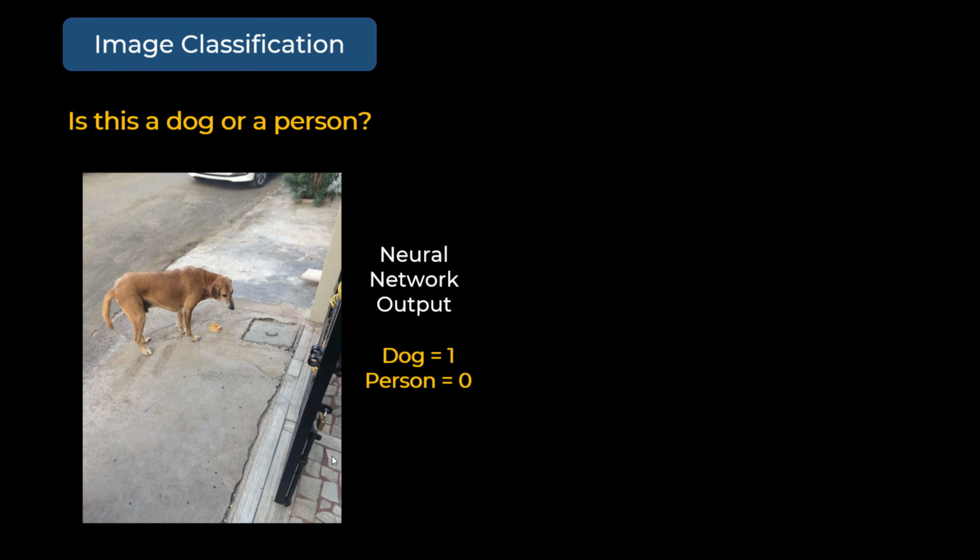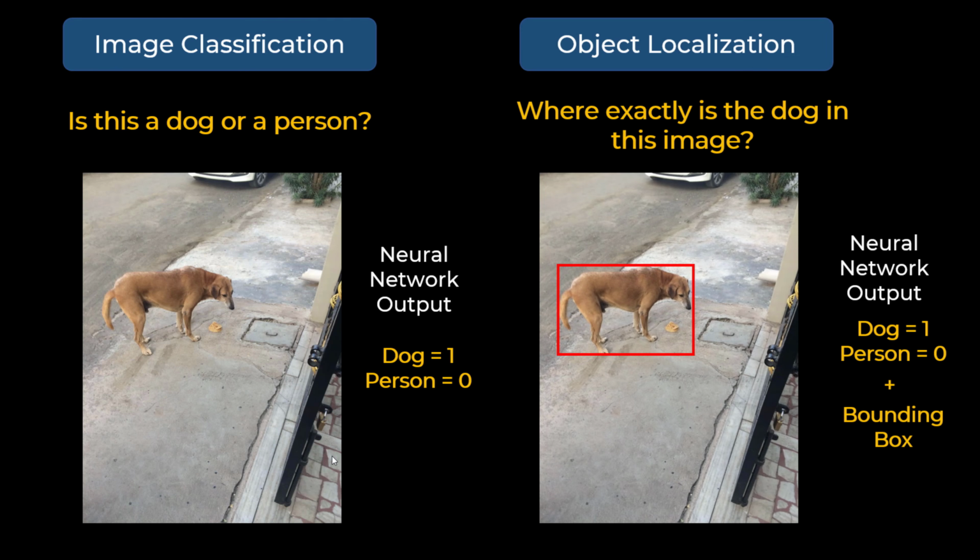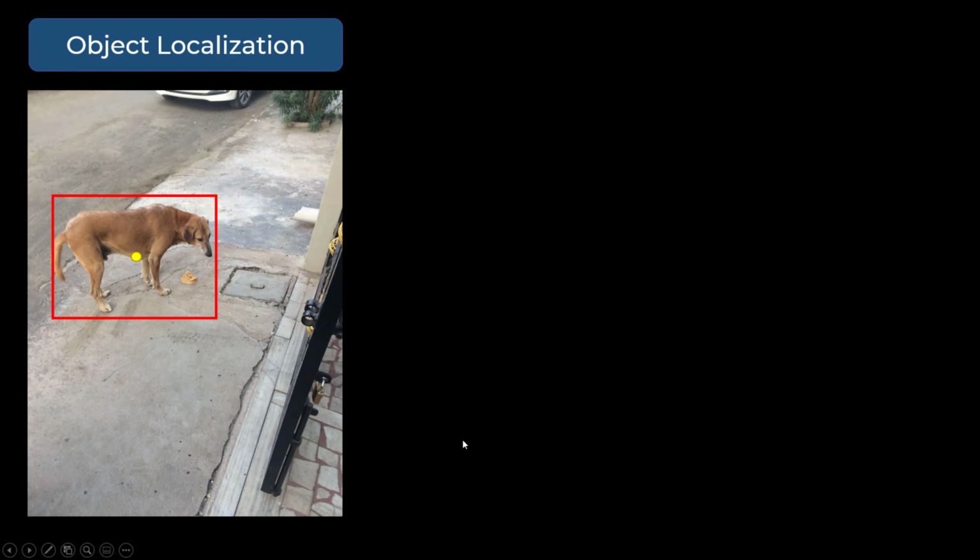Let's say you're working on an image classification problem where you want to decide if the image is of a dog or a person. In this case, the output of the neural network is pretty simple. You'll say dog is equal to 1, person is equal to 0. But when you talk about object localization, you're not only telling which class this is, you're also telling the bounding box or the position of an object within the image. So here, in addition to dog equal to 1 and person equal to 0, you're also telling about the bounding box. Now, how exactly do you do that?